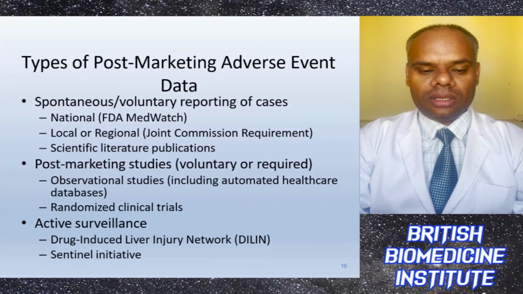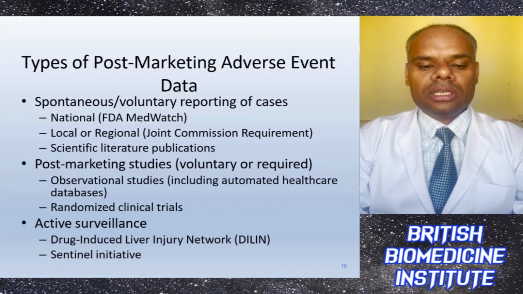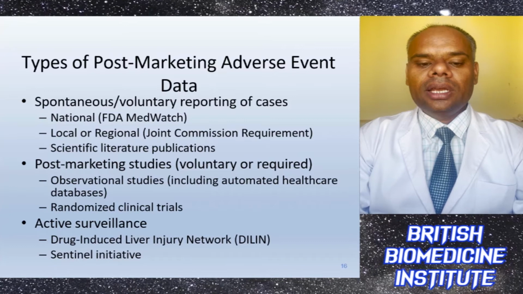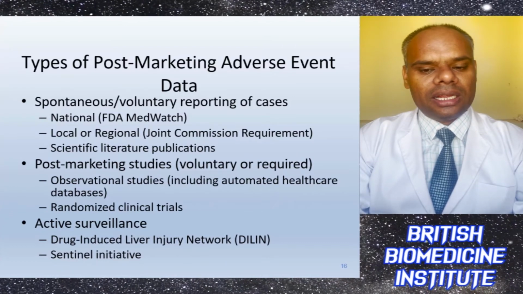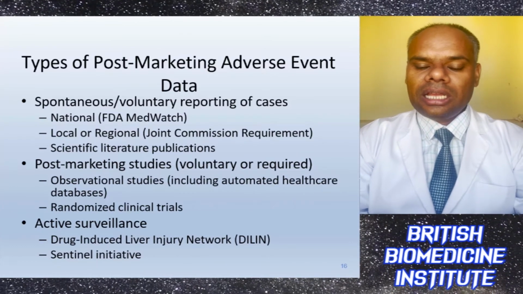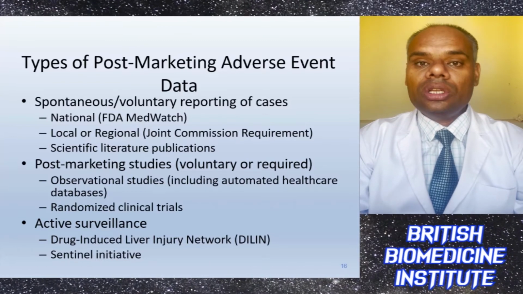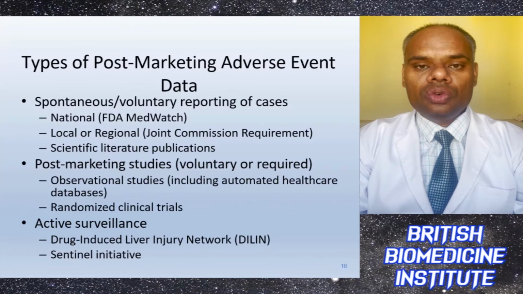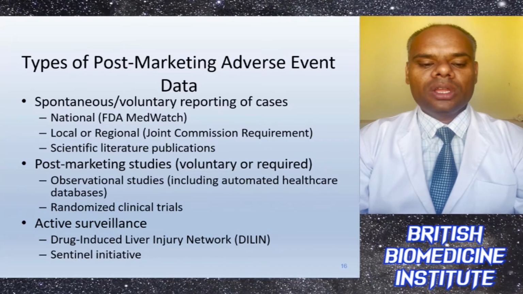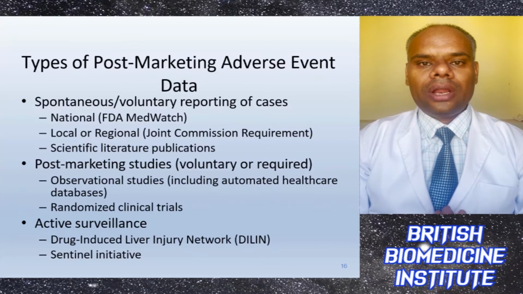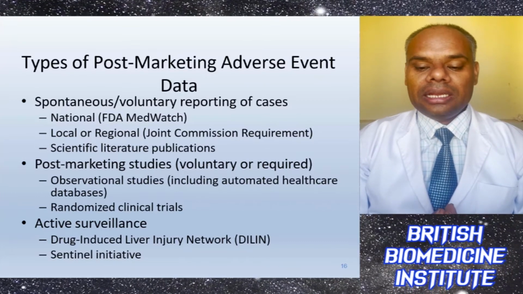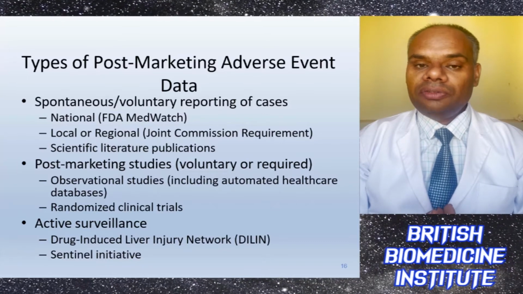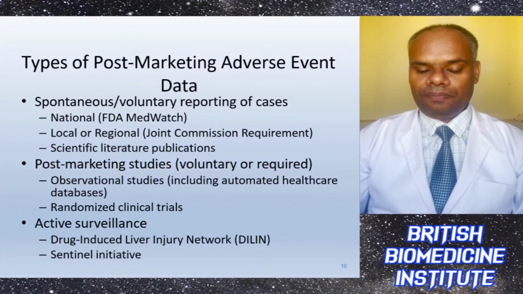They can also use scientific literature publications. And under post-marketing studies, either voluntary or required, we can conduct observational studies, including automated healthcare databases. We can also implement randomized clinical trials, and we can go for active surveillance. Basically, there can be a DILIN, the Drug-Induced Liver Injury Network, or we can also use the Sentinel Initiative.